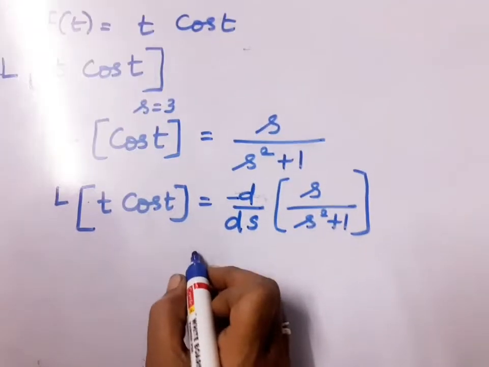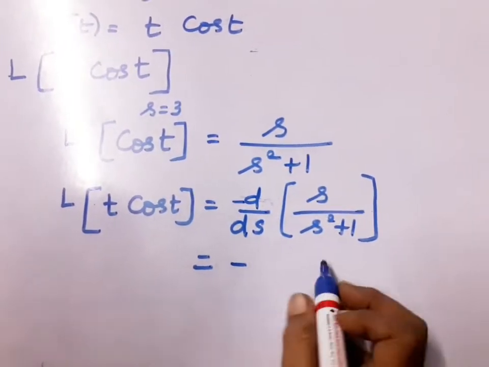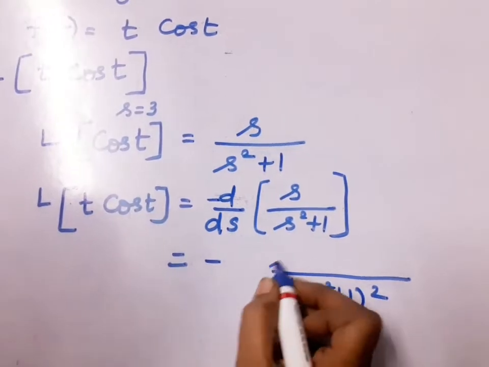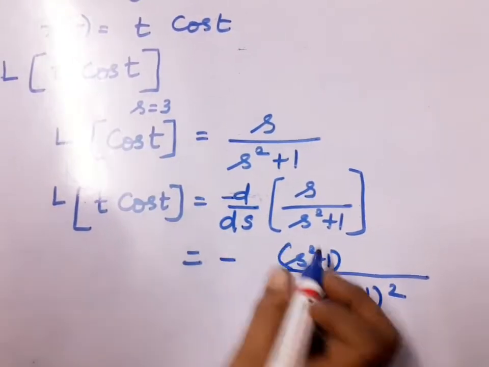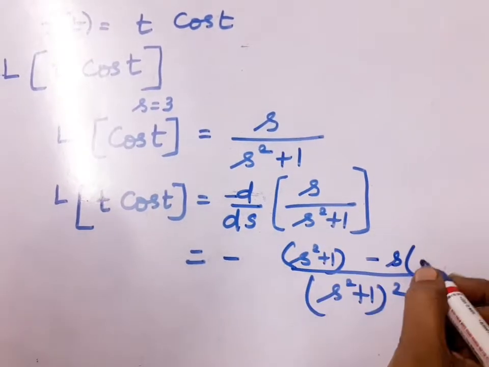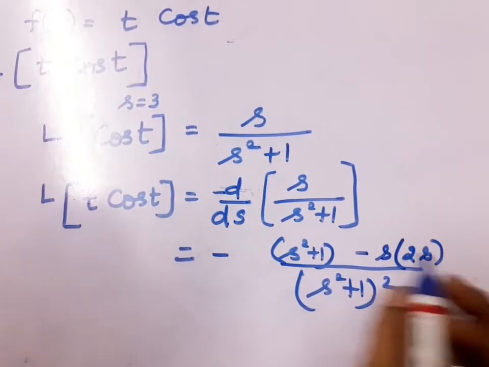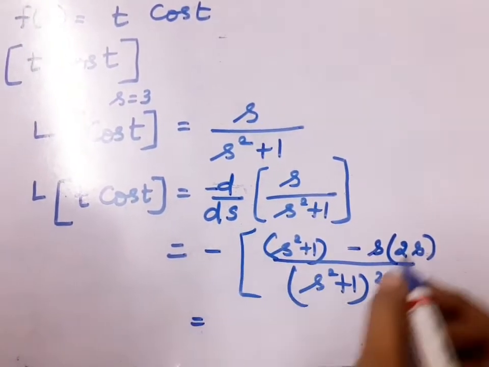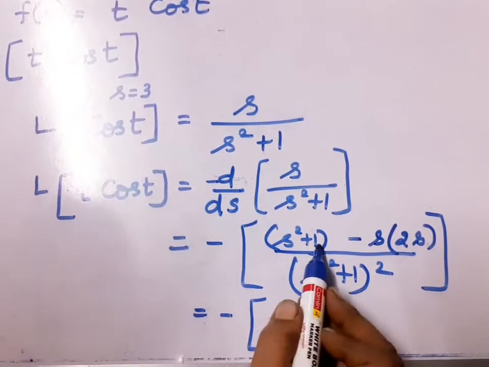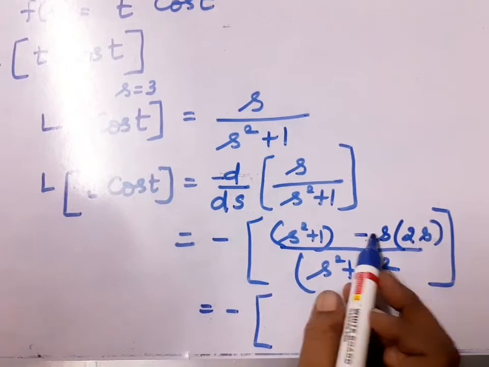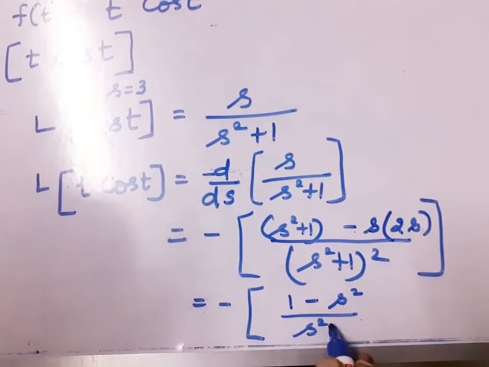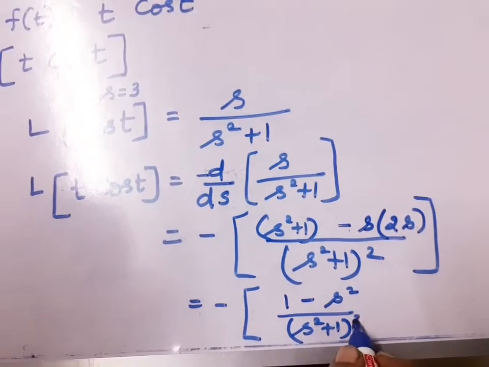So after differentiating, we get minus of v squared, v u dash, which is 1, minus u v dash, which is 2s. So this is minus of s square plus 1 minus 2s square, which is 1 minus s square by s square plus 1 the whole square.